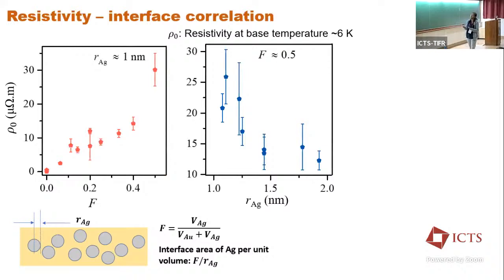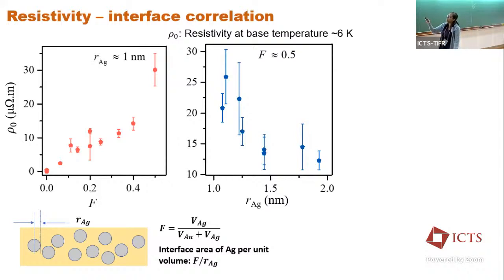So looking at the numbers of the resistivity, what we see is that if we keep the silver nanoparticle radii fixed, as we can see from the red points, and vary the fraction, the resistivity increases with the filling fraction. Here rho naught is the residual resistivity, or the resistivity at base temperature. This indicates the impurity resistivity. So the more silver you have, the higher the resistivity.